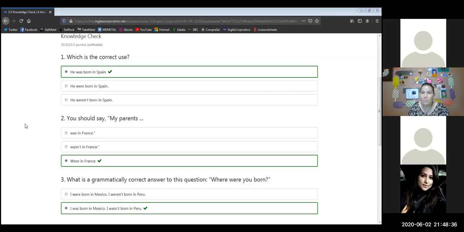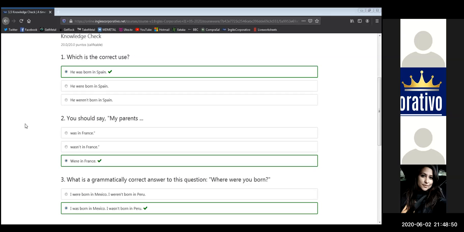Do 1.5 and 1.8, okay? Both exercises on the knowledge check. 1.5, and I think the other one is 1.8, the next exercise that comes after this one. I forgot to mention, Masi and Kenya, that you can do 1.5 and 1.8, so you can finish both exercises related to questions with the simple past.